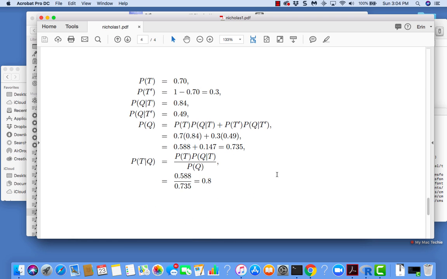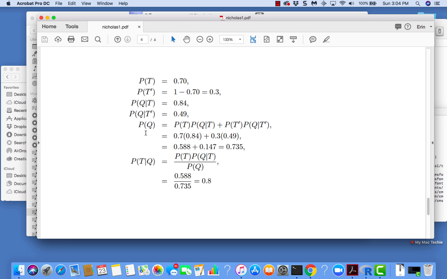So one of the things, and this is just something that I always do if I've got a problem, I'm going to lay out the individual pieces like that from the story and then solve it step by step. So the probability of completing training is 0.7. The probability that a worker did not complete training is 1 minus that, or 0.3. The probability that the worker met the quota given that he or she completed training is 0.84. Probability of meeting quota, not completing training, is 0.49.